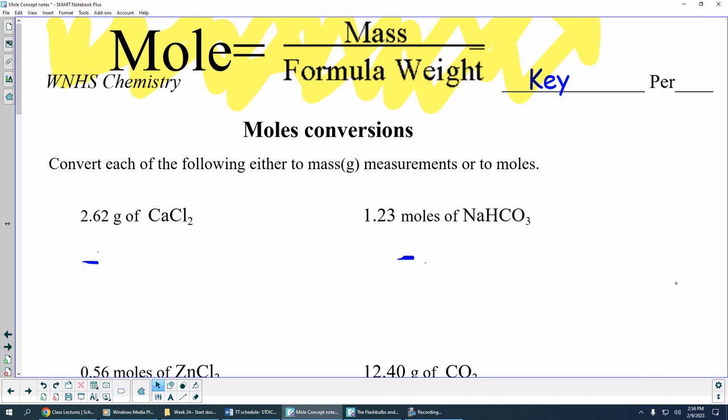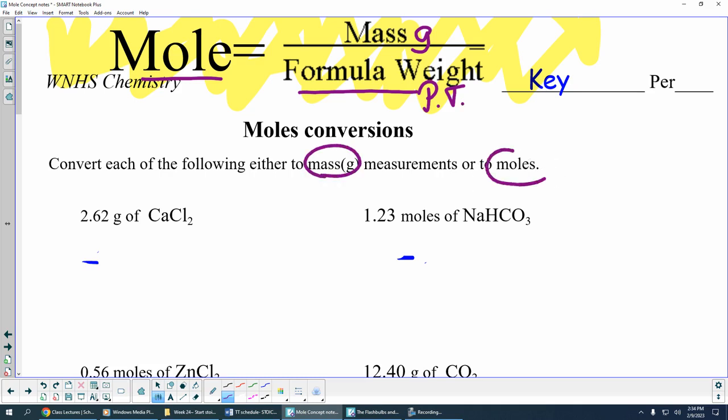All right, and then what we need to have a little background is that moles, which we're calculating a bunch, is equal to mass, and that is in grams, over formula weight, which we use the periodic table to calculate. And the first question says, convert each of the following either to mass or to moles. And so if I'm given grams, I'm going to put grams up here on the top. And that means I'm obviously going to calculate my moles.